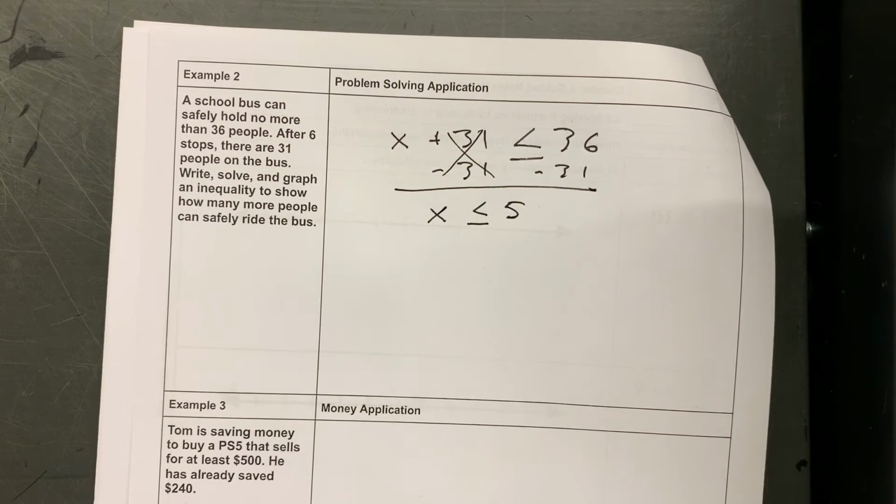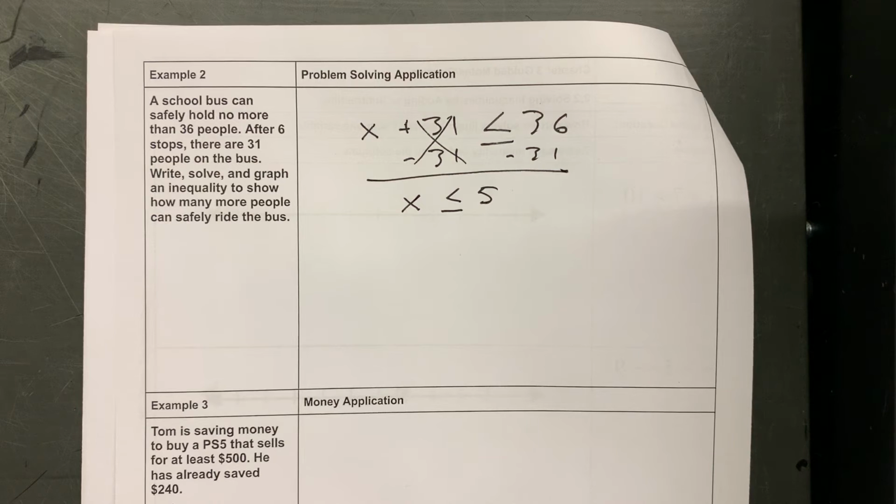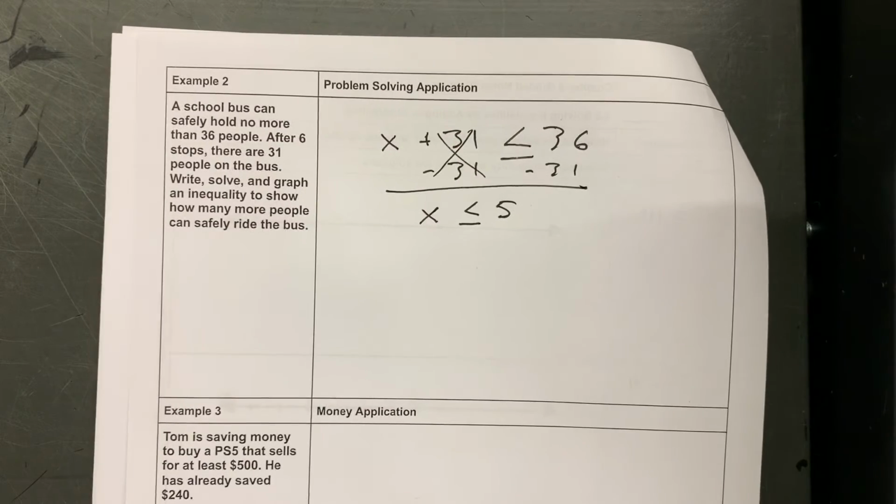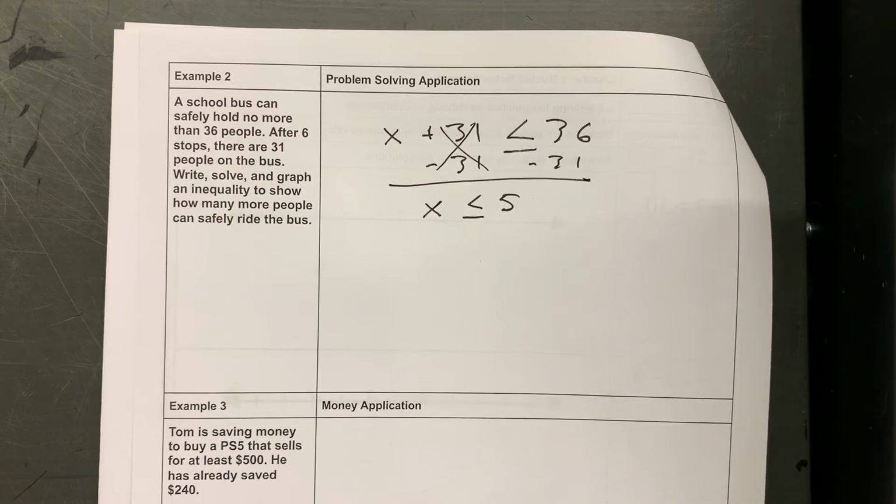Only 5 more people at most can join the bus. It could be 3 people get on at the next bus stop. It could be 0. It could be 2 people get off. Maybe that's what happens. But only 5 people at max can join the bus to get a max of 36.